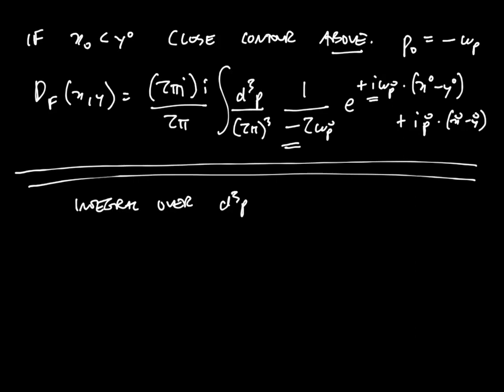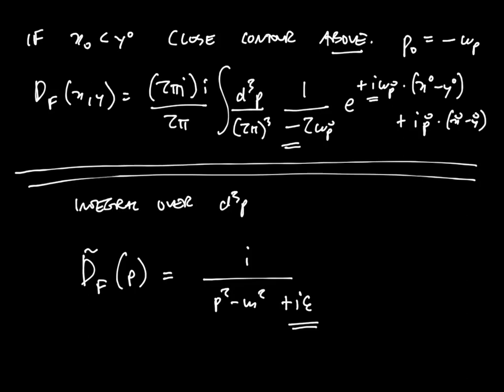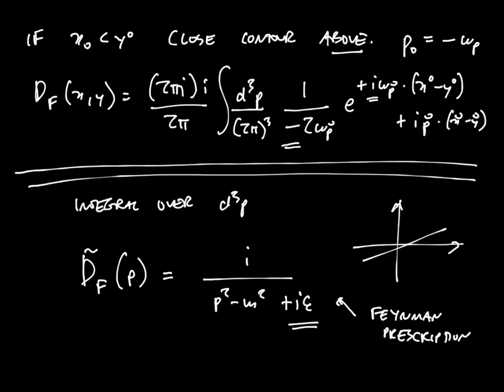So finally, let me say that there's a convenient way to summarize this business with the pole. This whole business with the pole is often written in the following way: DF twiddle of p is i over p squared minus m squared plus i epsilon. This i epsilon is telling you how to tip the contour up. This is often called the Feynman prescription, and it is a convenient way to summarize this whole jumping around between Euclidean and so on that I just described. The epsilon is some positive infinitesimal, which tells you how to tip the contour upwards.